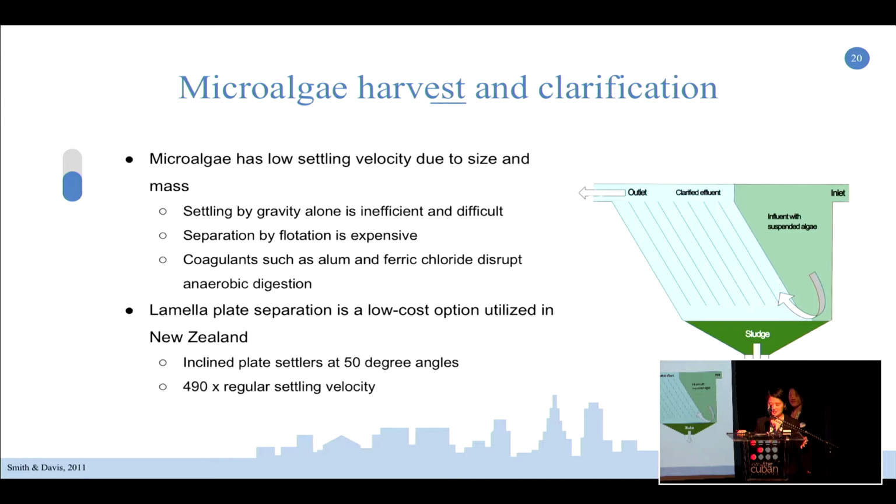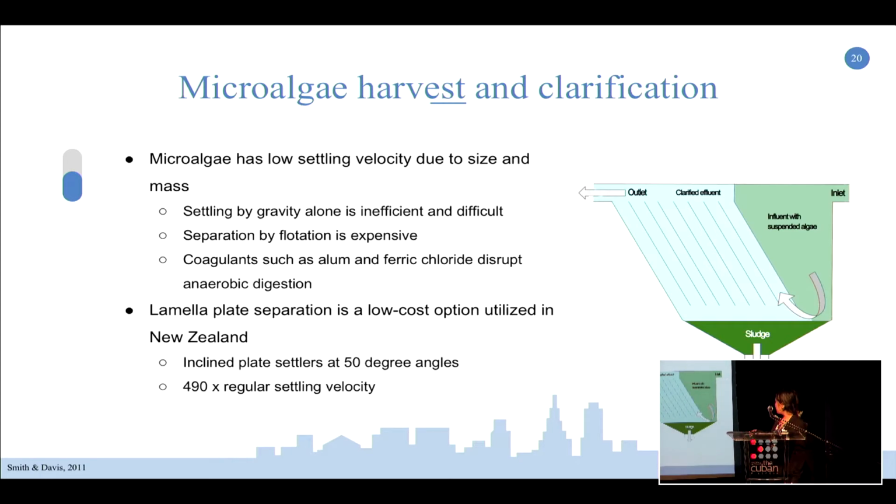And coagulants such as alum and ferric chloride disrupt anaerobic digestion by creating a film around the agglomerate of microalgae, so that was not an option for us. So we looked at a case study in New Zealand that utilized lamella plate separation.